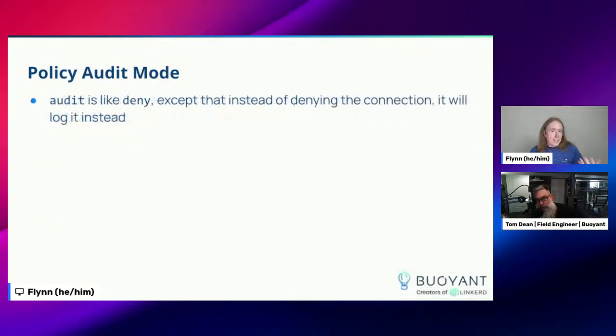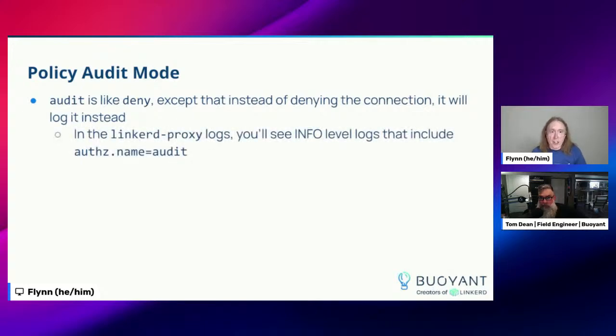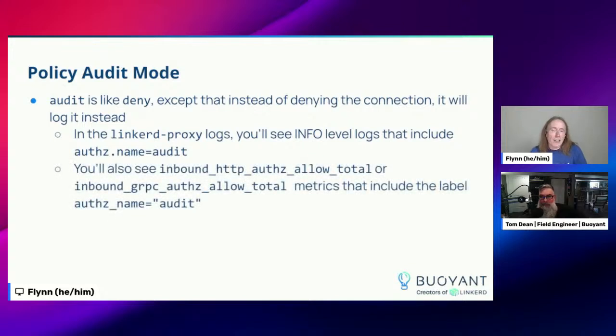Audit is kind of like deny, except that instead of actually denying the connection, it just logs to say that it would deny the connection. So in the Linkerd proxy logs, by which I mean the Linkerd proxy container in an injected pod, right? You will see new info level logs that will include the magic tag auth.name=audit, so you can find them. And you'll also see metrics, inbound_http_authz_allow_total or inbound_grpc_authz_allow_total, and they will have the label authz_name=audit. I'm not going to lie, I really do wish these names were the same, but oh well.